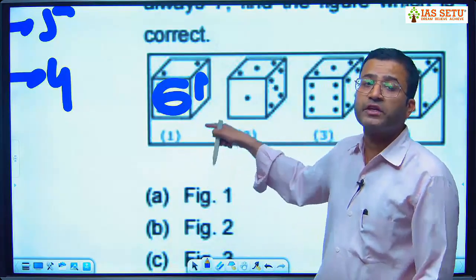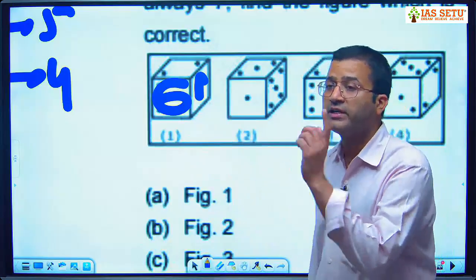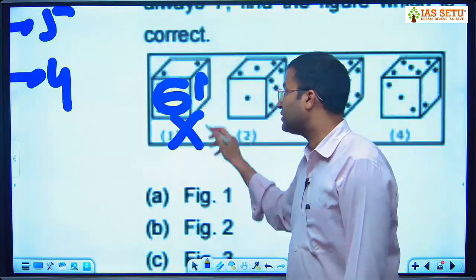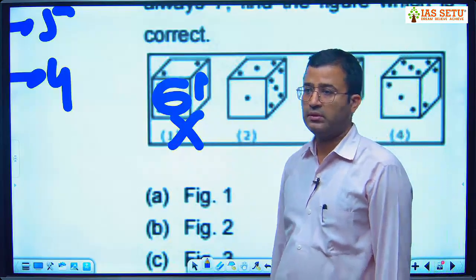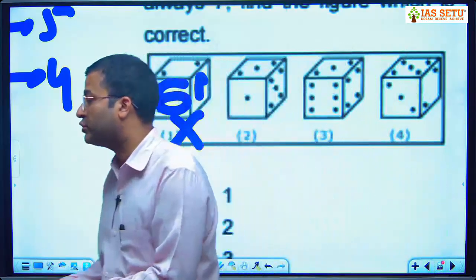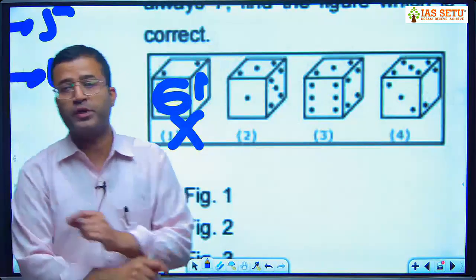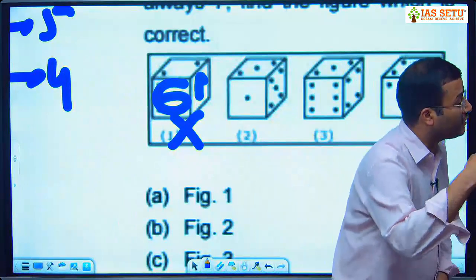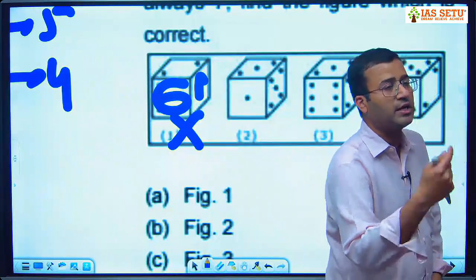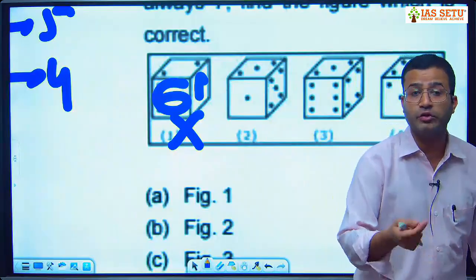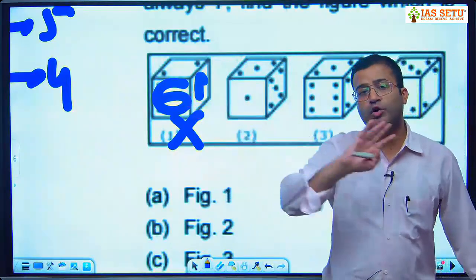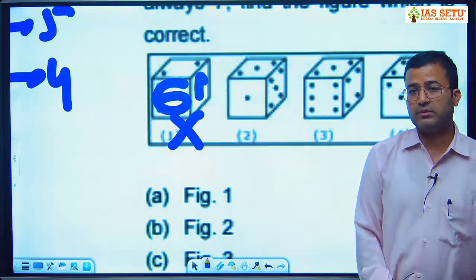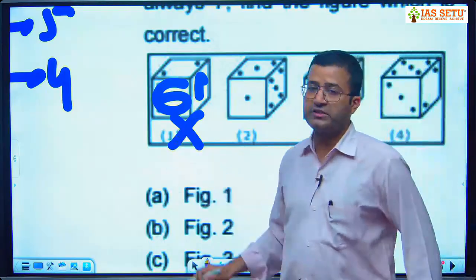In first figure, what is the problem? We need 1 and 6 opposite, but here 1 and 6 are given adjacent, so it means there is a contradiction. To have a total number of dots 7, 1 and 6 has to be opposite. 1 and 6 cannot be adjacent. क्योंकि 6 पे अगर 1 adjacent डाल दोगे तो opposite क्या डालोगे? 2, 3, 4, 5 कुछ भी डाल के देख लो, total 7 नहीं आएगा. Total will be other than 7. So this is the problem with first figure.